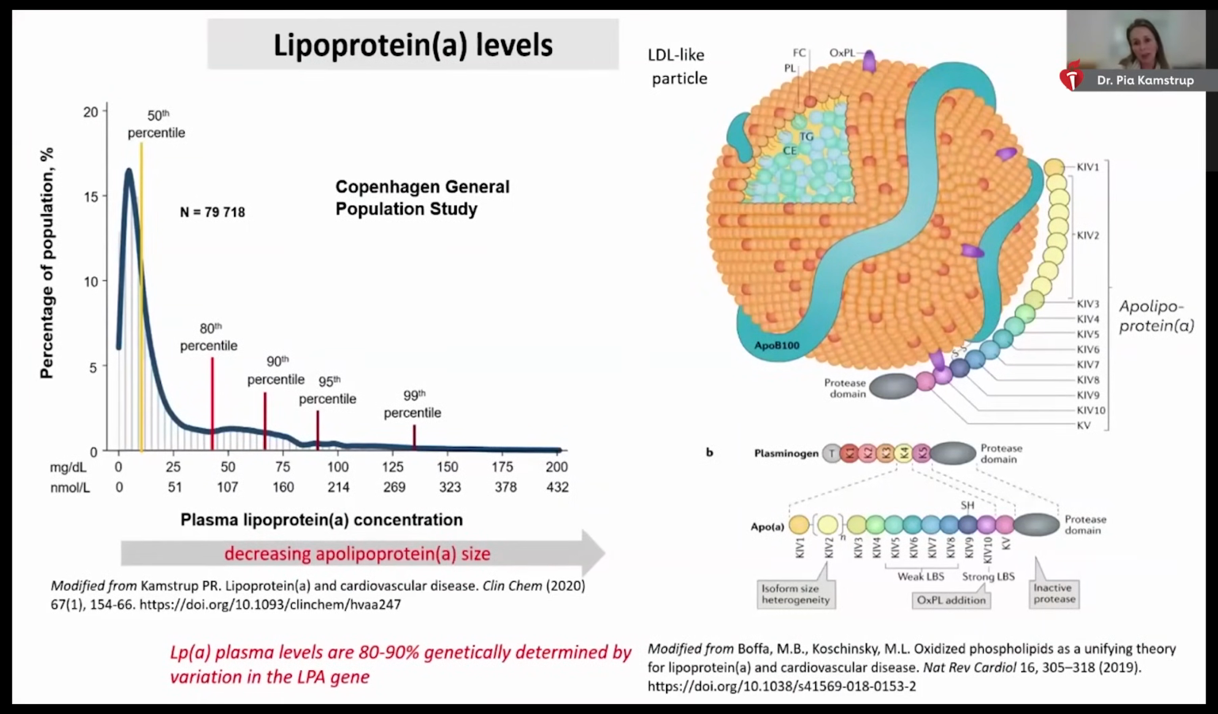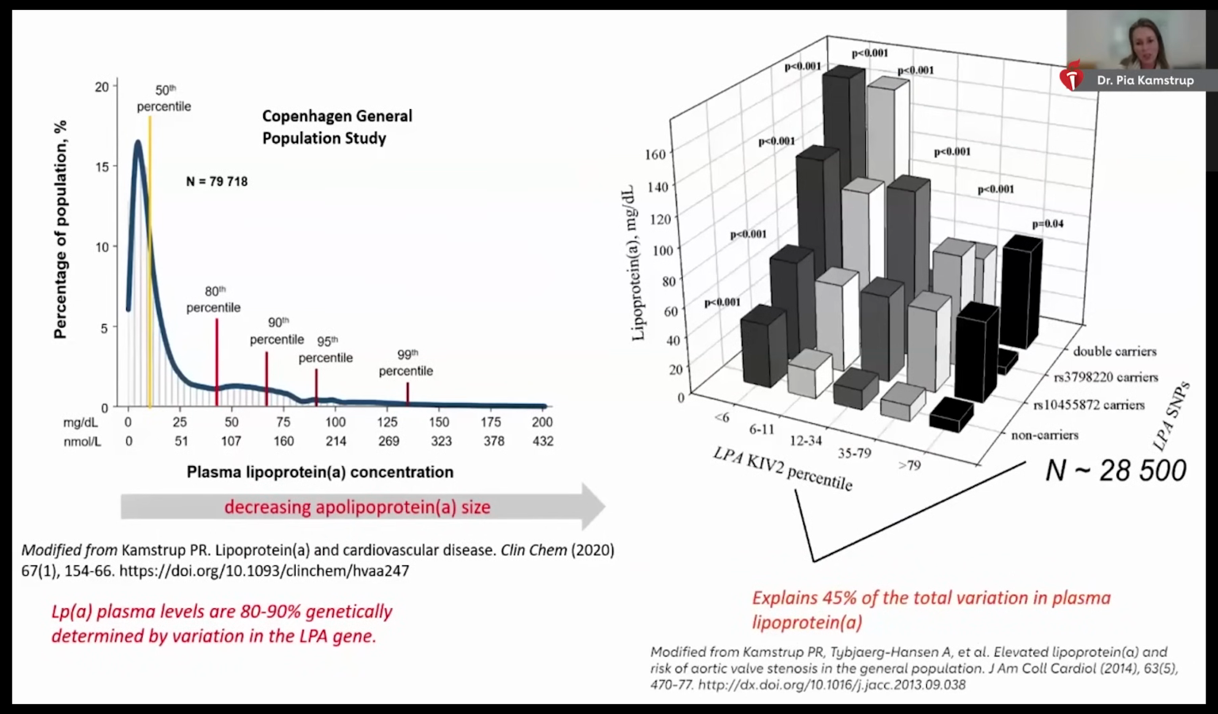Now, as demonstrated by the Lp(a) concentration distribution, here derived from a large sample of the Danish general population, Lp(a) levels vary widely between individuals. Importantly, Lp(a) particle size correlates inversely with plasma Lp(a) levels, as large apolipoprotein(a) isoforms are more prone to intrahepatic retention and degradation, and thus Lp(a) levels are primarily genetically determined by variation in the Lp(a) gene. Now, in addition to the kringle 4 type 2 copy number variation determining apolipoprotein(a) isoform size, a number of single nucleotide polymorphisms, or SNPs, in the Lp(a) gene, some partly tracking the copy number variant, are also strongly associated with plasma Lp(a) levels.